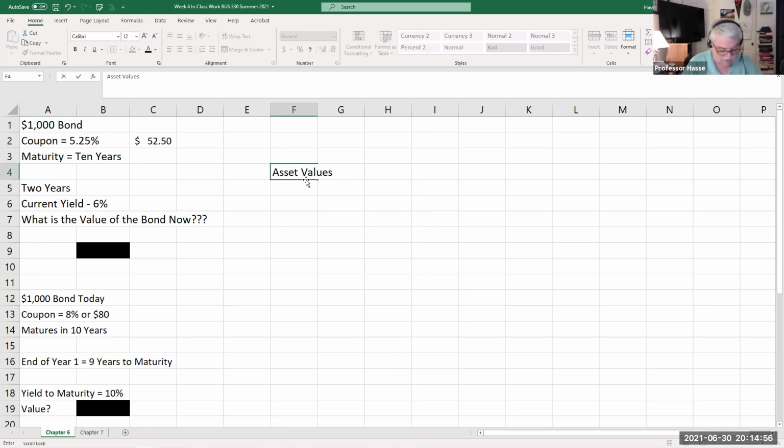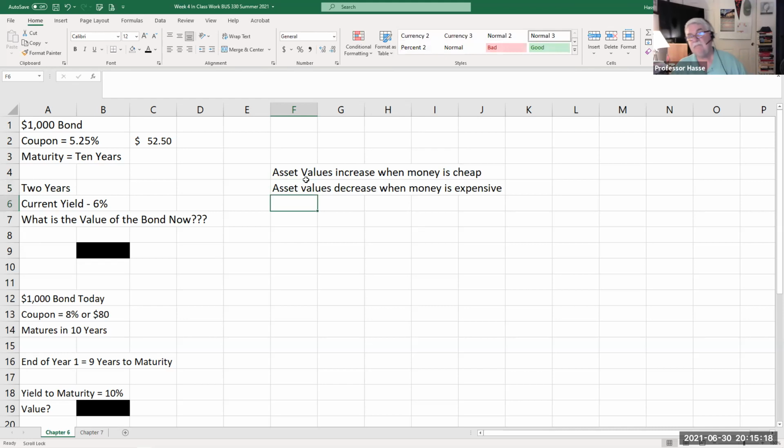But asset values increase when money is cheap. Asset values decrease when money is expensive. Okay.